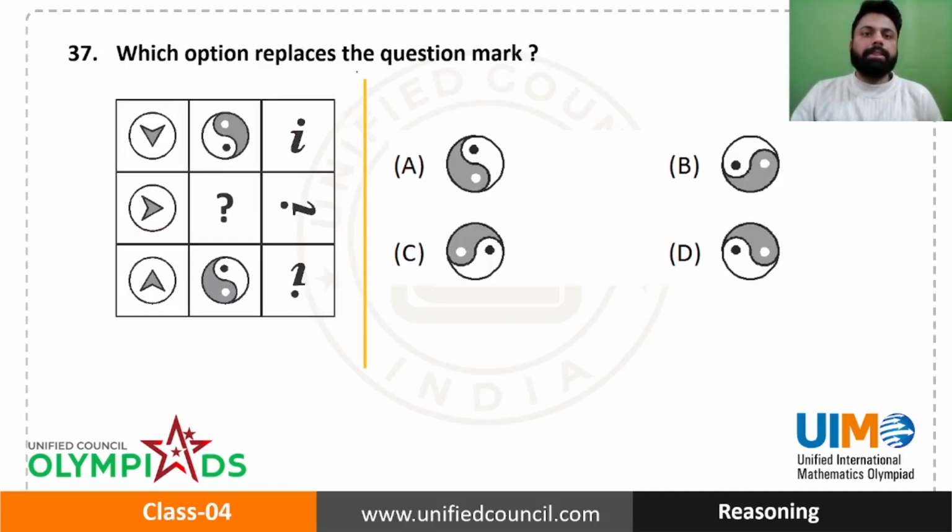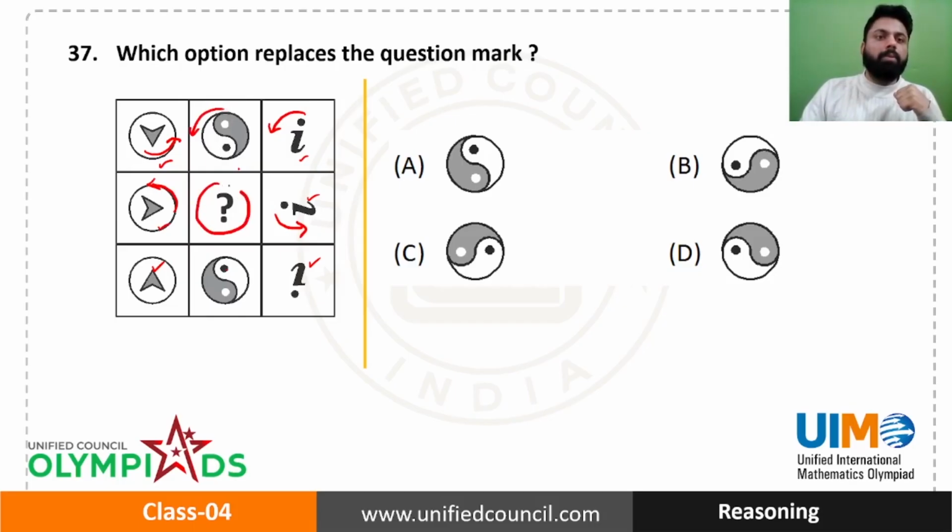Which option replaces the question mark? So see, over here we are having these three shapes. Here also we are having these three shapes. So here also we are going to have these three shapes, like basically three balls. If we look at it, this part is rotated like this 90 degree, and then this part is rotated like this 90 degree. Similarly, this is rotated by 90 degree and this is rotated by 90 degree. So it has to be rotated by 90 degrees.